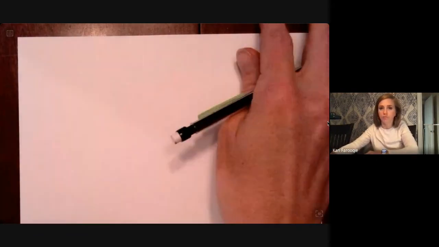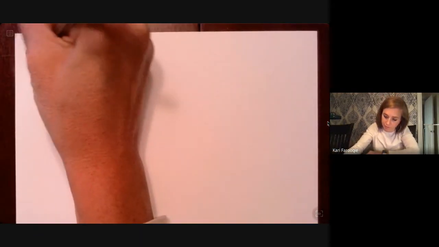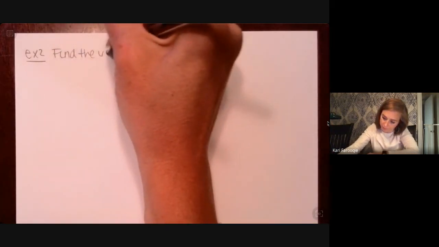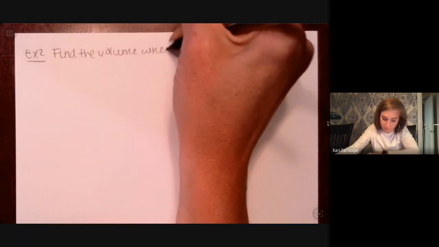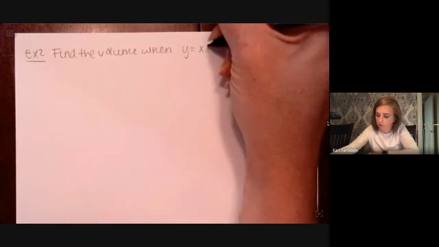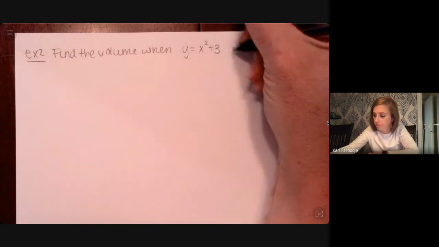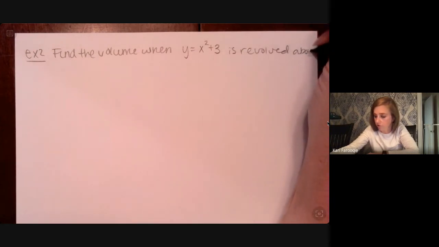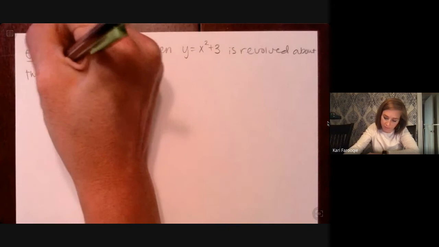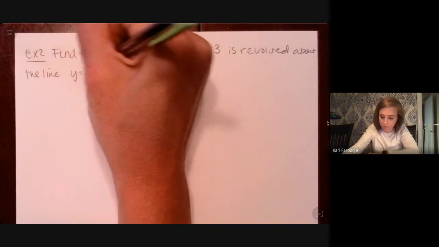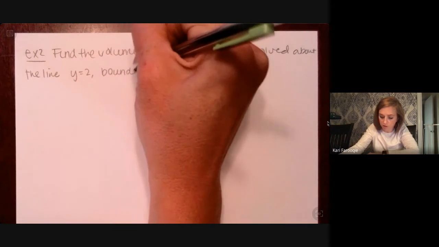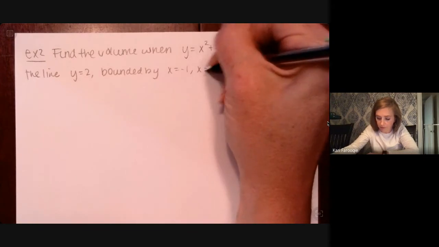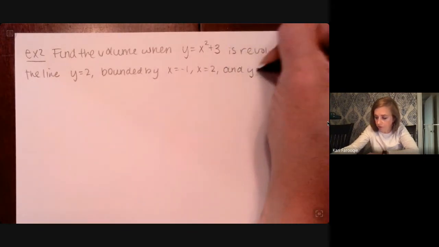Okay, example 2. Find the volume when y equals x squared plus 3 is revolved about the line y equals 2, and our figure is going to be bounded by x equals -1, x equals 2, and y equals 2.